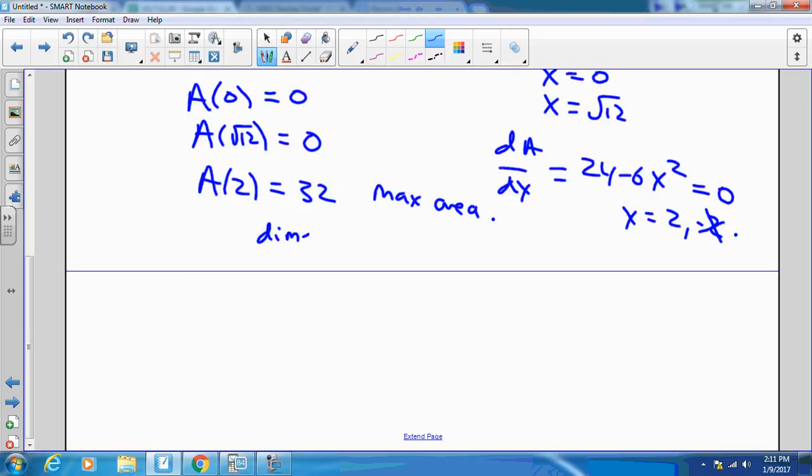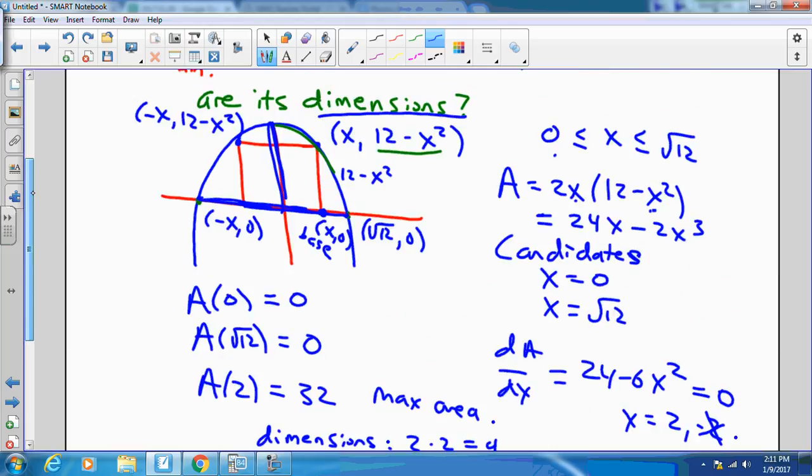And the dimensions of the rectangle are the length and the width. And the dimensions are 2x and 12 minus x squared. And we're done.